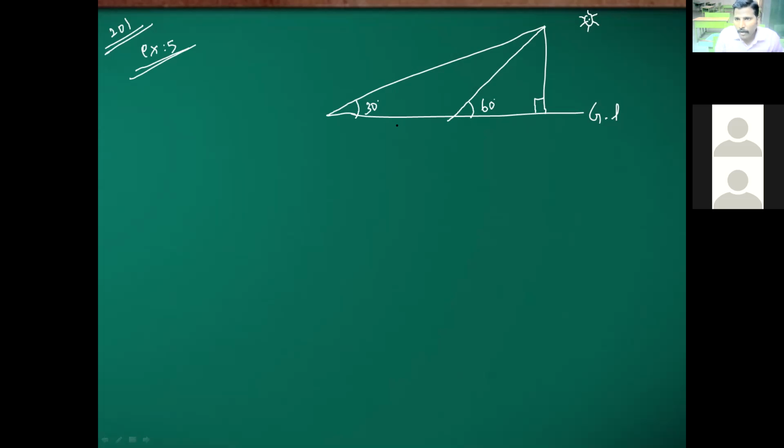And they have given one measurement, 40 meter. What they said now: the shadow is found to be 40 meter longer when the sun's altitude is 30 than when it is 60 degree. When you compare 60 degree and 30 degree, the 30 degree shadow is 40 meter longer. Means from here to here alone, they are telling 40 meter. Compared to 60 degree, 30 degree makes 40 meter longer, that's it.